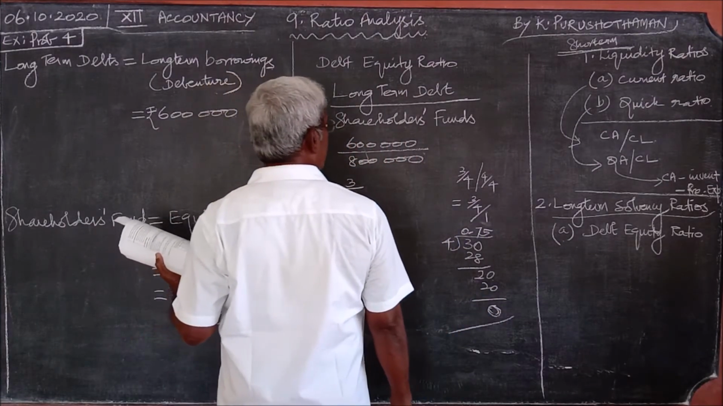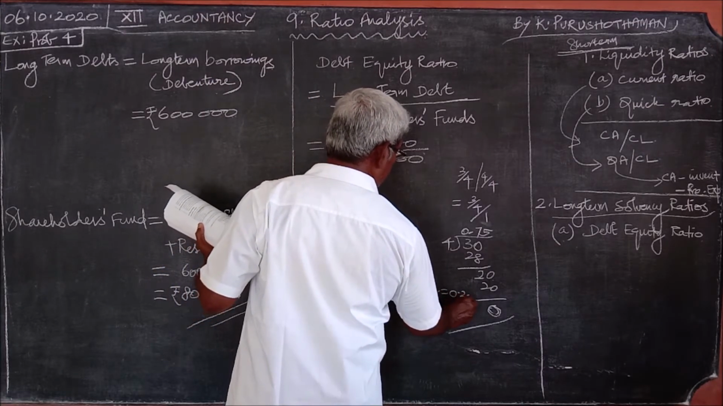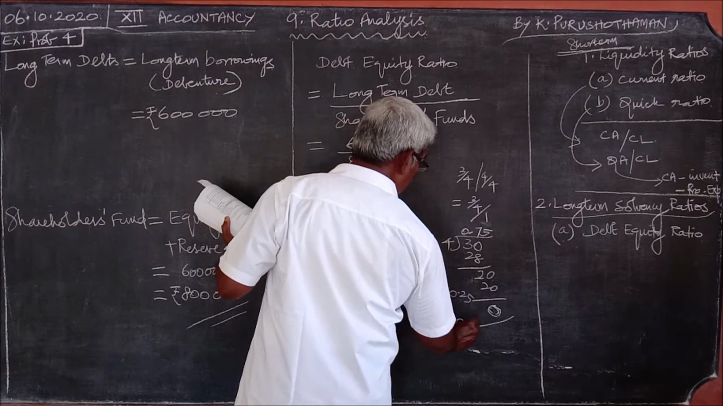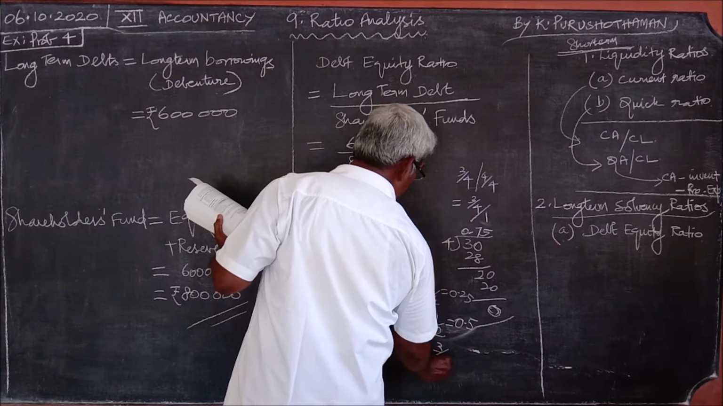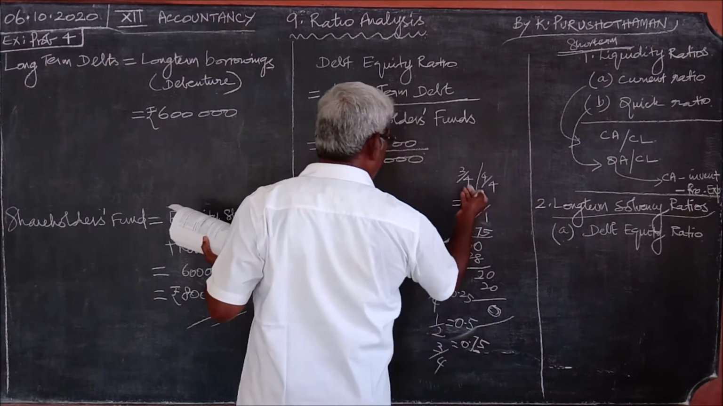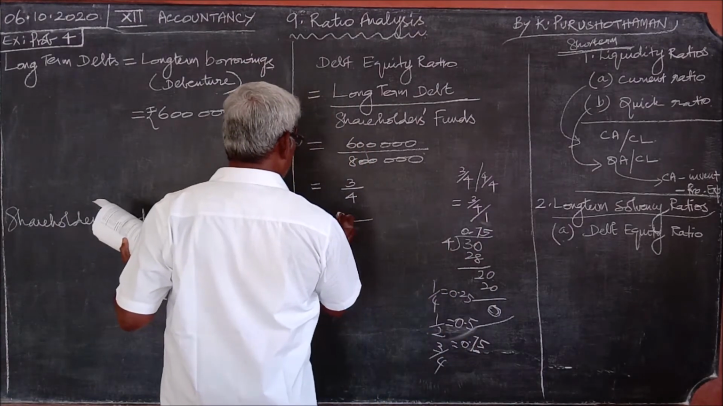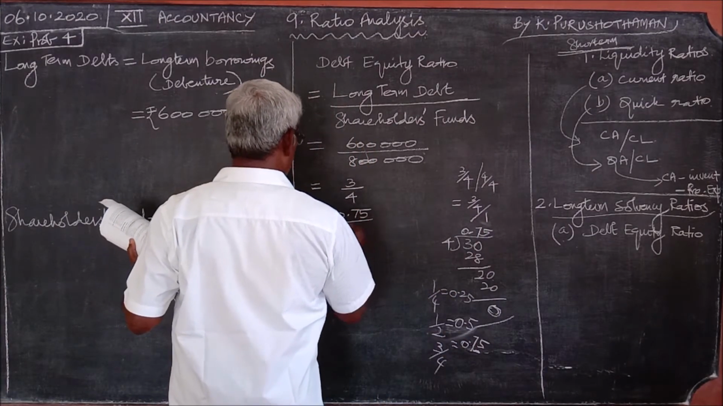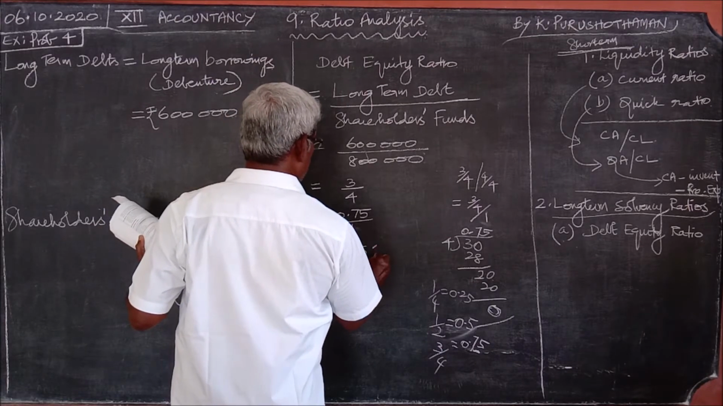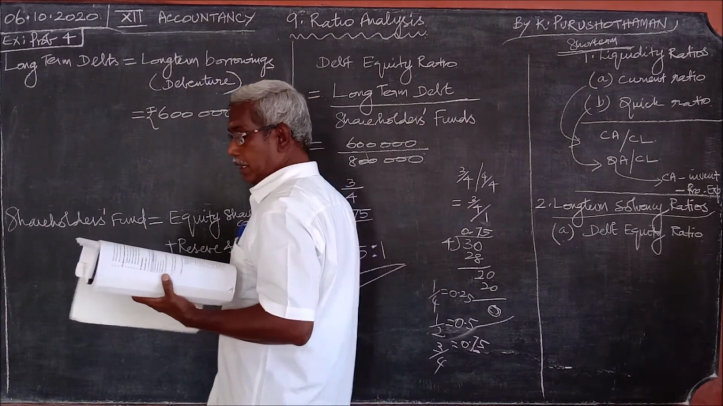And you can remember easily, if it is 1 by 4, 0.25. If it is 1 by 2, 0.5. If it is 3 by 4, 0.75. You need not divide and show. This is for your reference. You need not show all these things. So you can write 0.75 and you write it in the form 0.75 is to 1. This is the debt equity ratio.